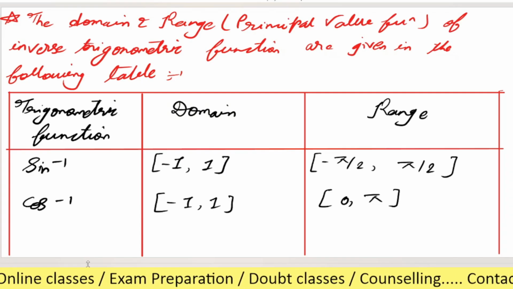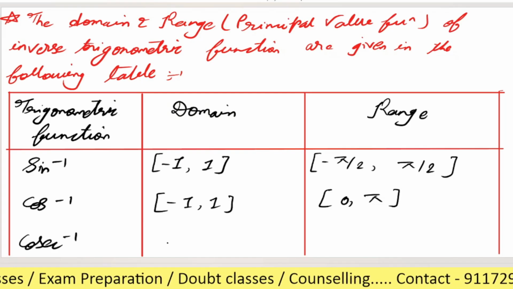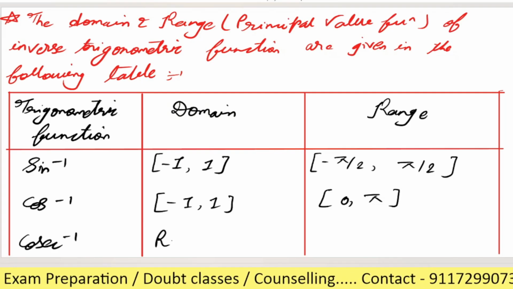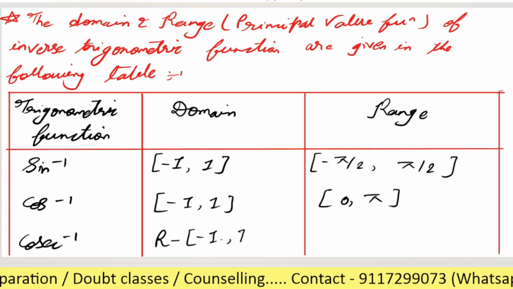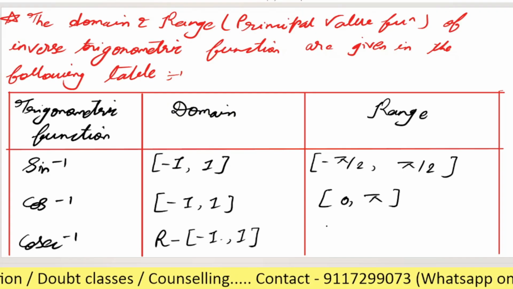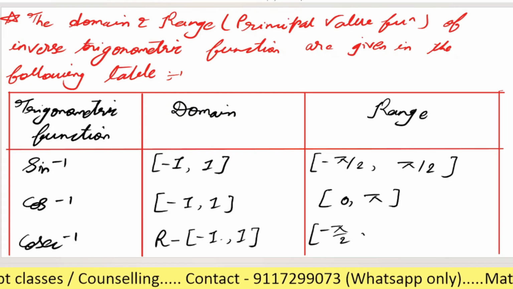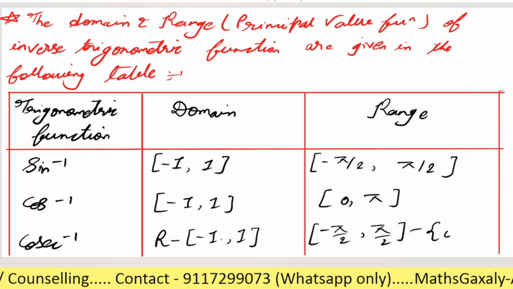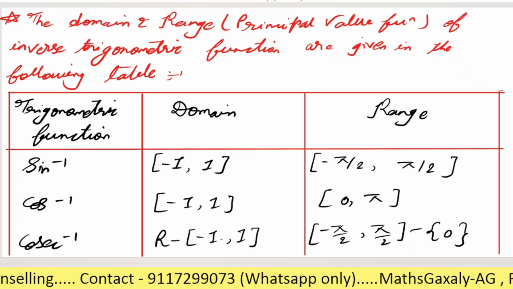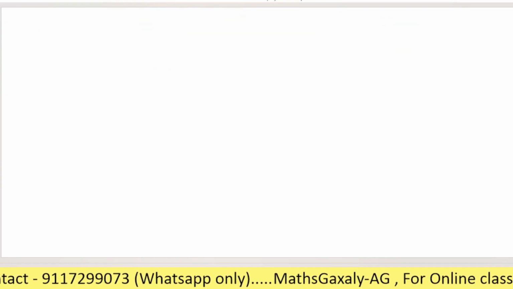Now for cosec inverse. So for cosec inverse, the domain will be the set of real numbers except -1 and 1. And the range will be minus pi by 2 to pi by 2 except 0. Is it clear or any doubt till here? Just tell me.